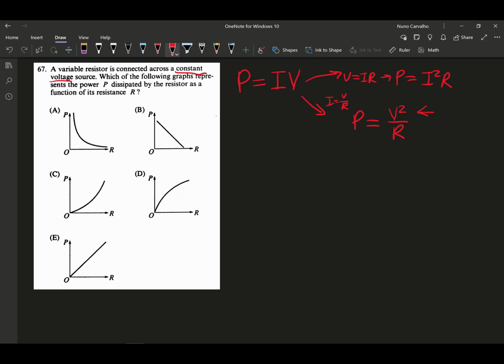So that means that we can just take from this formula that power is going to be proportional to 1 over R. And the only graph here that seems to match that is going to be A. So that's the correct choice.